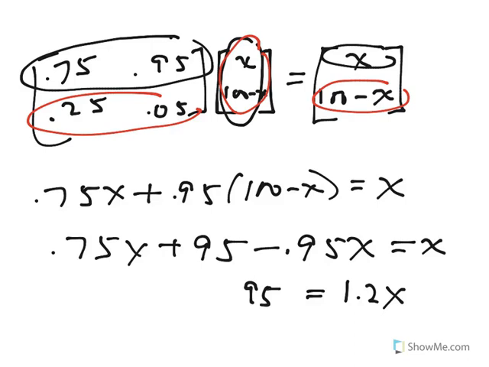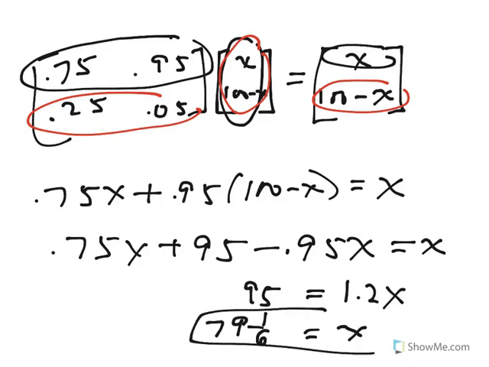And x becomes 79 and 1/6. So that's the equilibrium point, 79. You can't have 1/6 of a person. I suppose you could have him cut a portion of your hair and have the other person do the rest. But basically that's the 79, 21 equilibrium.